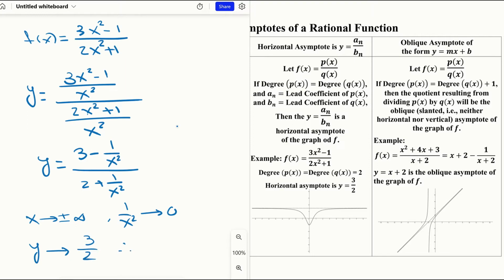And that's why y equals 3/2 is a horizontal asymptote in a case like this. All right, so always try to understand the why, and math becomes one of your easiest and most favorite subjects. All right, let's go ahead and move on to the other case.